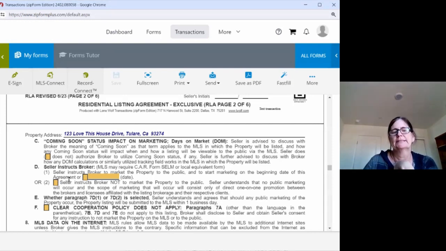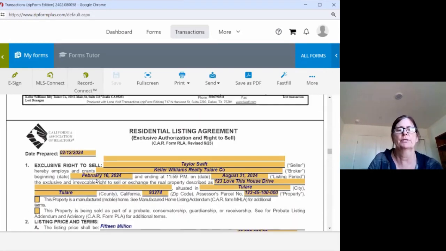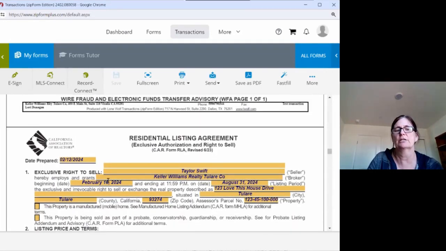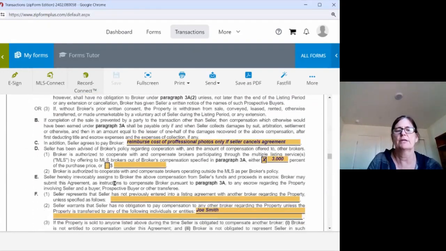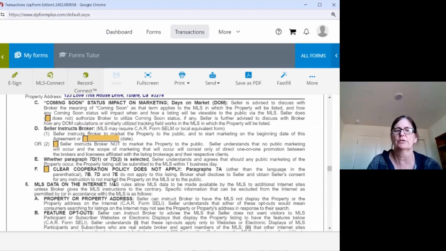But it says that seller instructs broker to market the property to the public and to start marketing on the beginning date of this agreement. That would be the default, or on such and such date. So up at the top where I had put that, we're going to put it on the 16th. I could have dated the contract to begin today, and then down here put the 16th. So instead of putting February 16th right here, I could have put this as February 12th and then use the SELM form for February 16th. And that's more common in some areas than other areas.